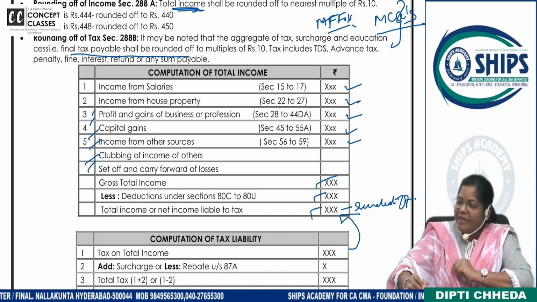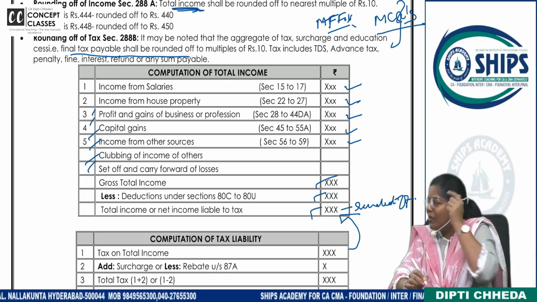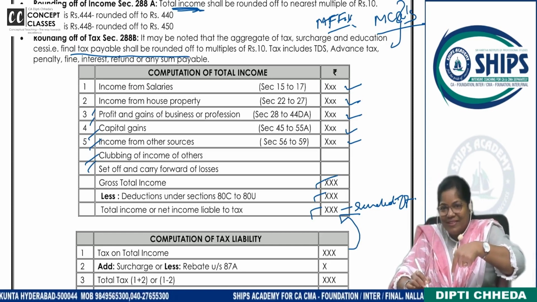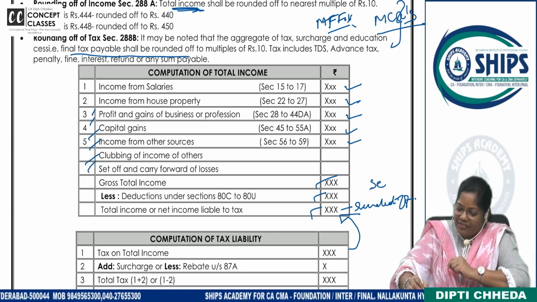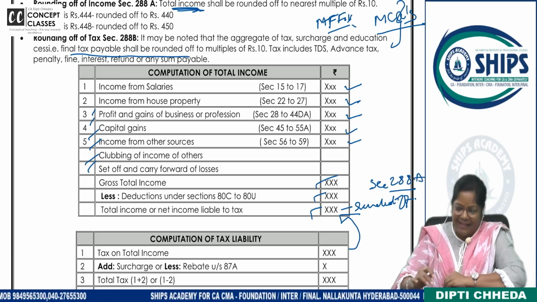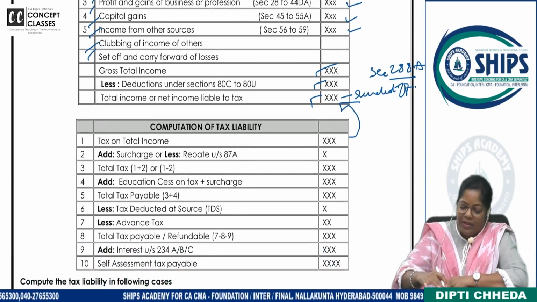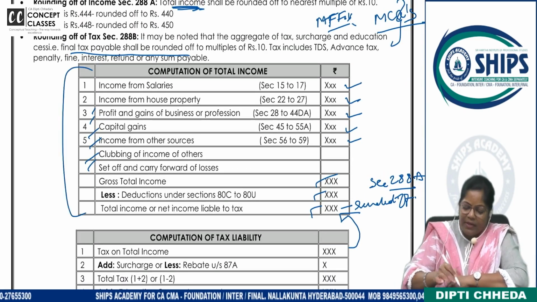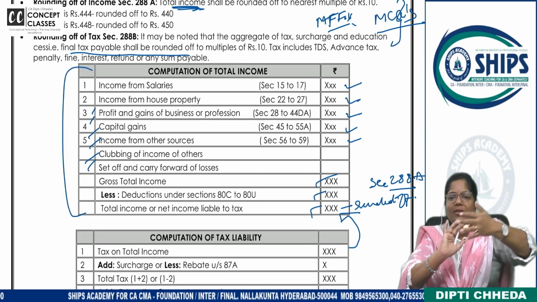Why am I making you write here rounded off? So that you remember which income is rounded off: total income. Section 288A. Now, see, what is this called? Computation of the total income.